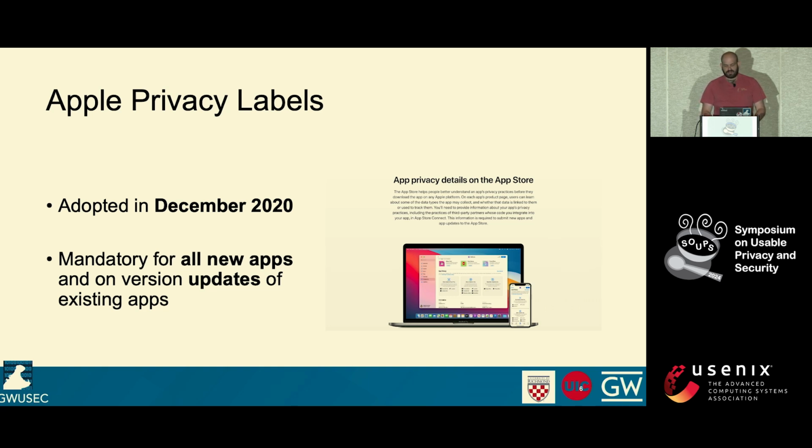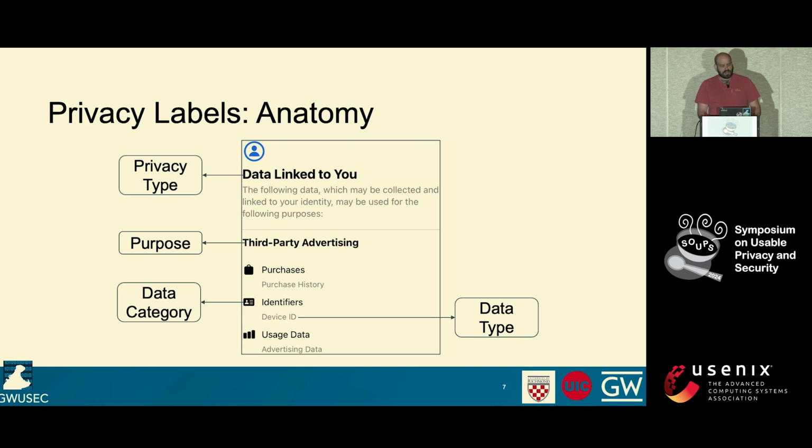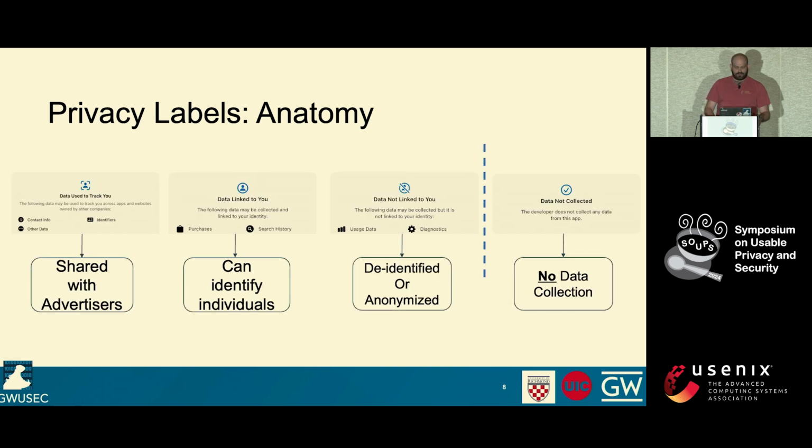And for those who aren't fully aware of a privacy label, this is what it looks like. At the higher order, there's something called the privacy type, which is one of 4 categories. Then there's a purpose, right? That purpose could be third-party advertising, a category of data that's being collected, for example, identifiers, as well as the type of identifier, in this case a device ID. And there are 4 privacy types. It's actually harder to see than I thought: data used to track you, data linked to you, data not linked to you, and data not collected.